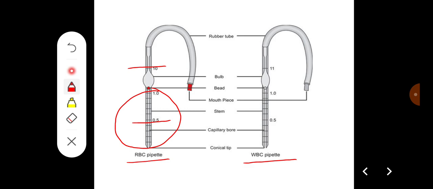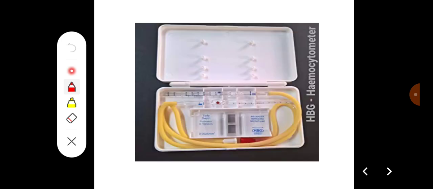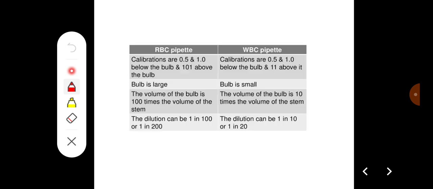Similarly for counting WBC, blood up to the 0.5 mark is taken and it is mixed with 11 parts. After discarding the one part, 0.5 part of blood is going to be diluted in 10 parts, so dilution becomes 1 in 20. So this is how the WBC and RBC pipettes look in a haemocytometer.